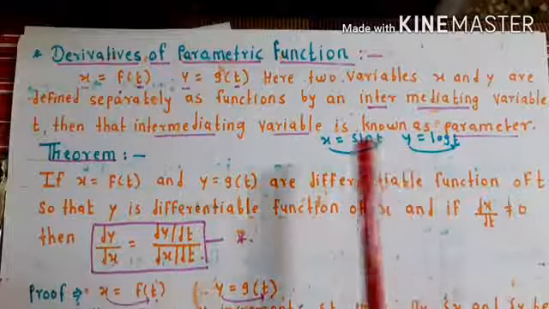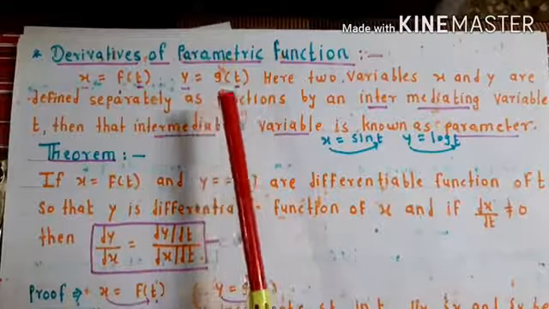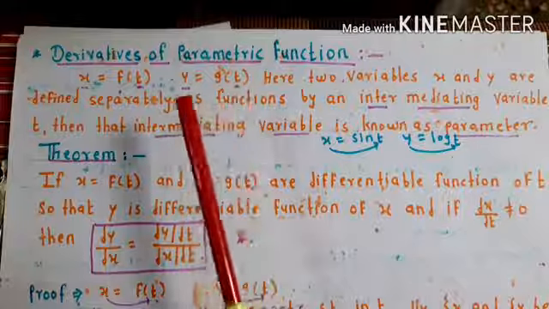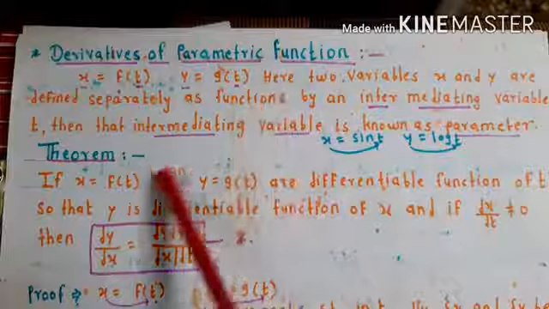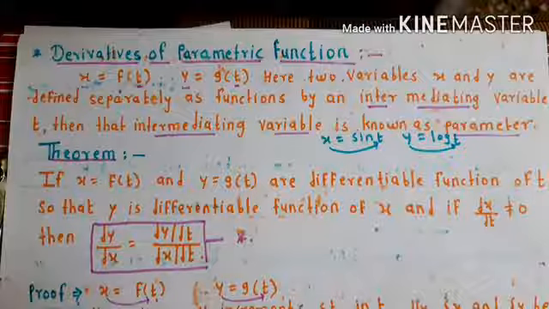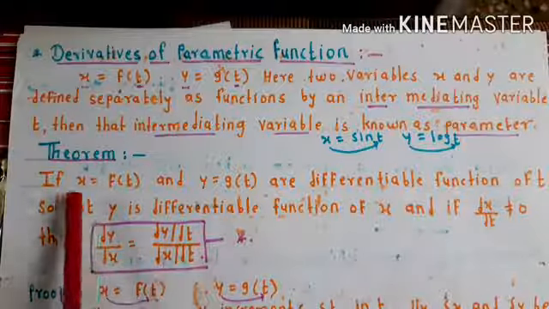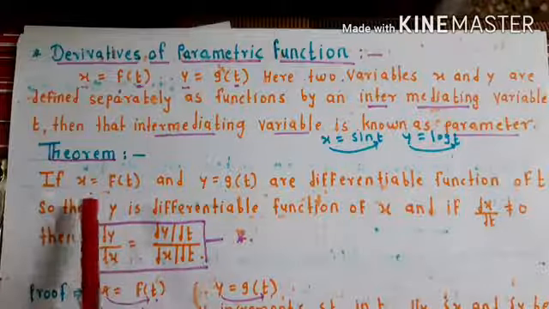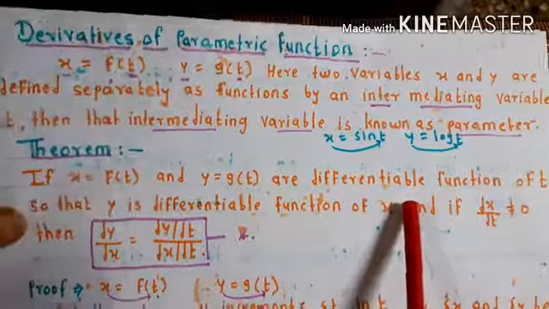To find the derivative of a parametric function, before going to that we have to study the theorem related to the derivative of a parametric function. The theorem is very important for the board exam also. In the derivative chapter there are 3 theorems. We have studied the first 2 theorems and now this is the last theorem, the derivative of a parametric function. Let us see the statement of the theorem.